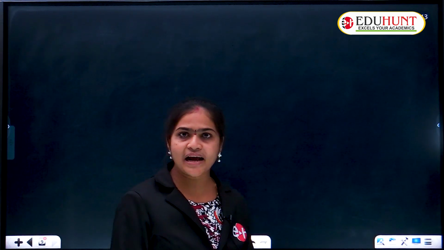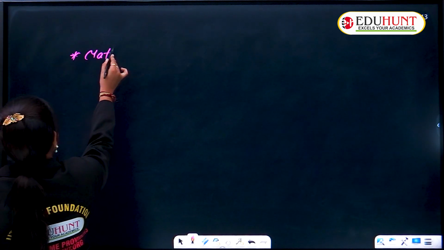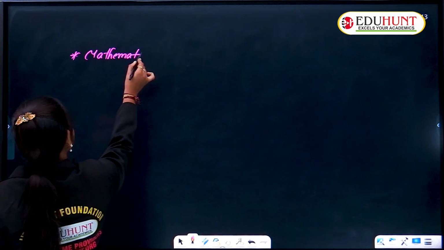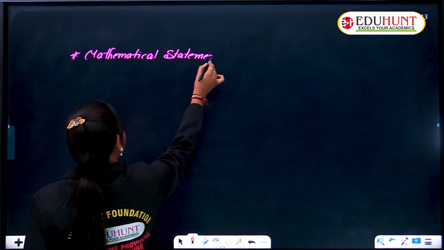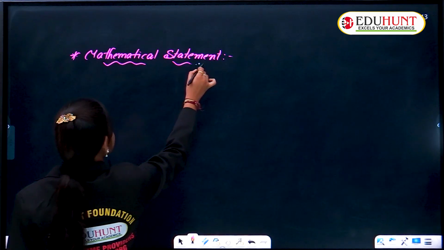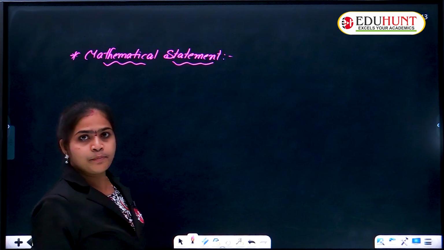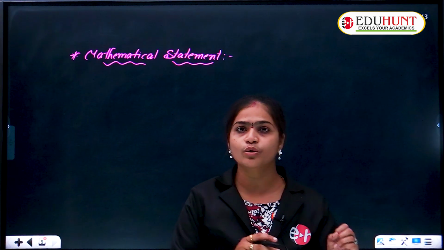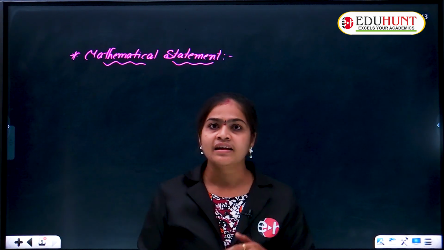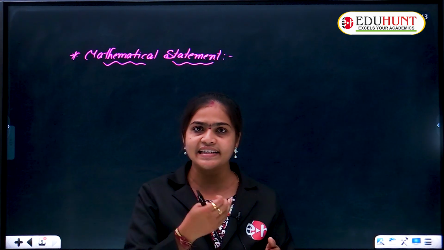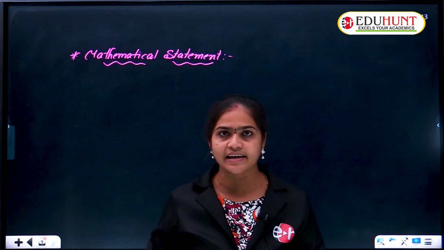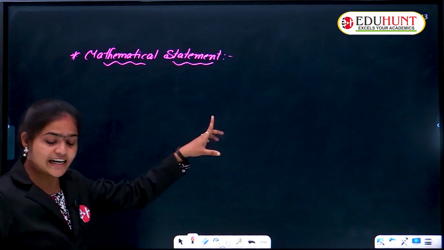Now we have an idea about the mathematical sentence, no? Next one is the mathematical statement. What is the difference between a mathematical sentence and a statement? A sentence is the combination of two numerical expressions connected by the equal to, greater than, or less than sign. Now, what does a mathematical statement mean?